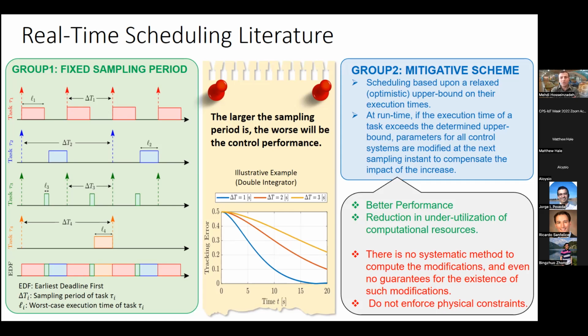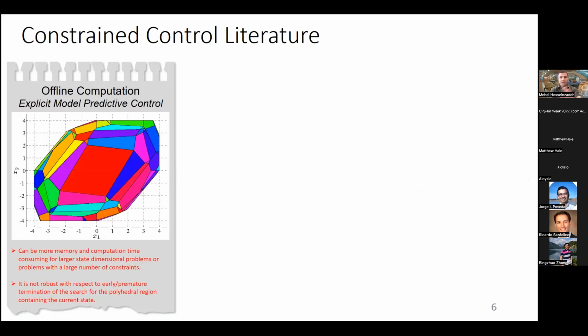And also they don't consider constraint satisfaction, because this increase may bring the system to a situation where it is impossible to guarantee feasibility. This issue has been discussed in the constraint control literature as well. There are, again, multiple attempts to address this issue.